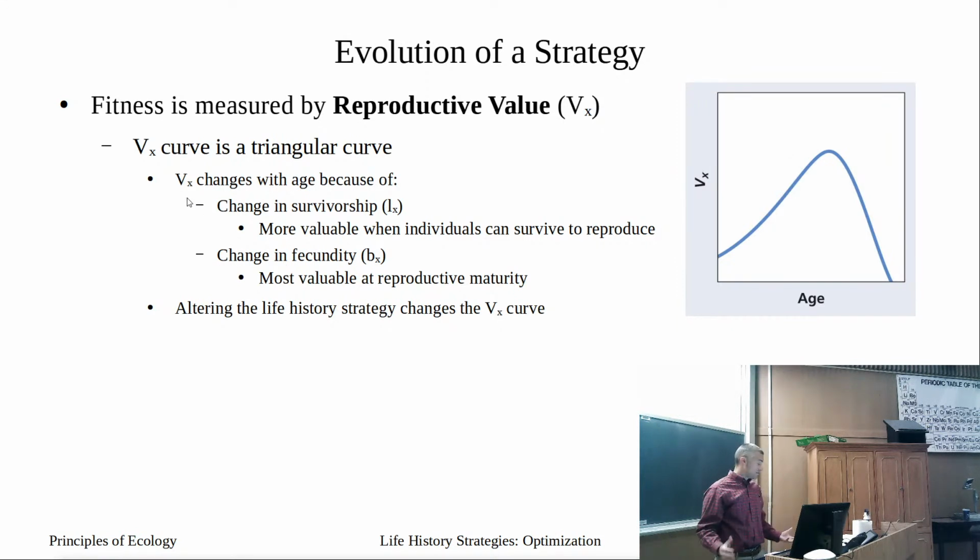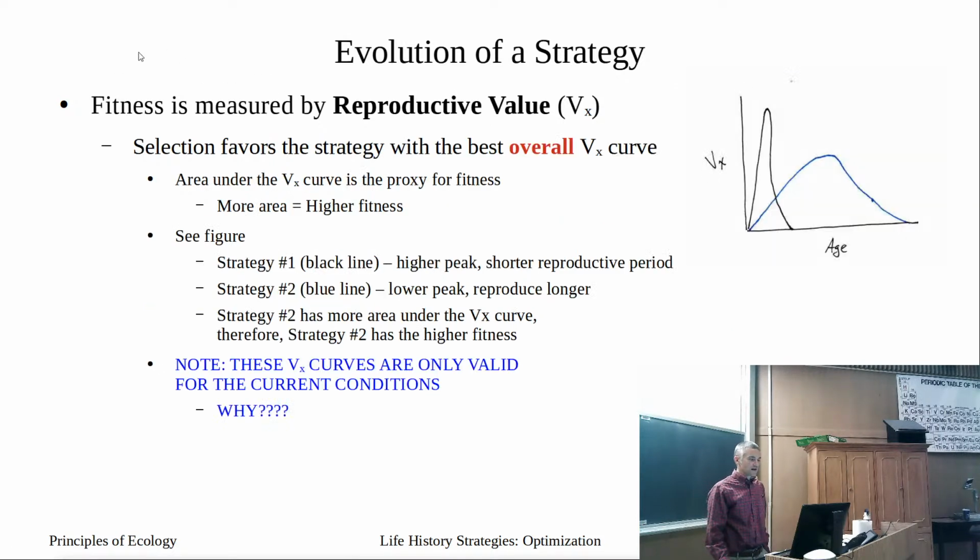So our fitness utilizes reproductive value. So reproductive value is a proxy for fitness. Selection acts on this, or chooses which strategy wins out based on these Vx curves. And it does so not so much as the peak, where the peak falls, but it looks at the entire curve itself. So selection favors that strategy with the best overall Vx curve. Again, it's not necessarily the peak, it's the best overall curve.